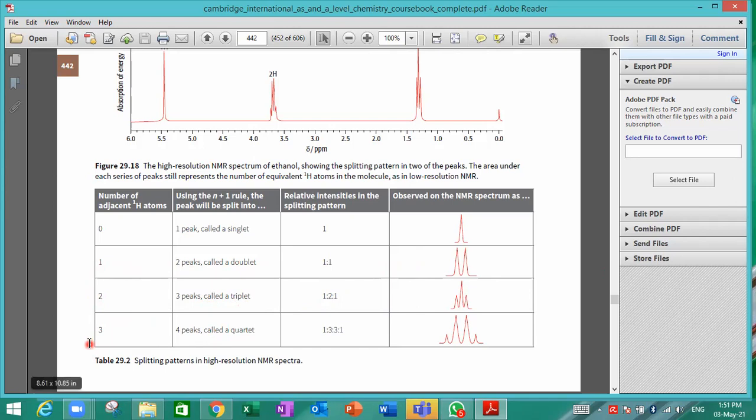And if we have 3 adjacent hydrogen atoms, then our peak will be split into 4. We call it a quartet. It will be in the ratio 1:3:3:1. We have to know the ratios.